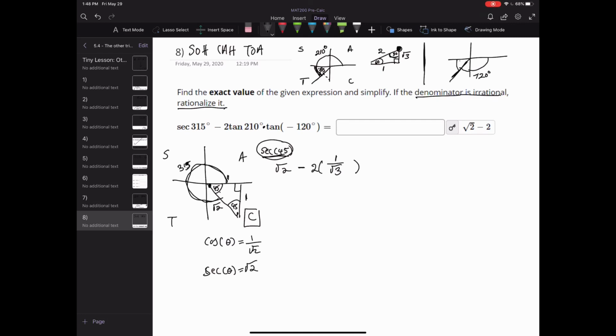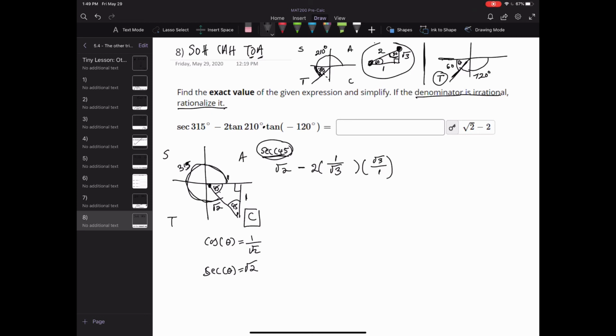I need to know how much extra to get to negative 180, and that's 60. Notice that tangent is also positive in this quadrant, so we don't have to worry about that. But I am focusing on this 60-degree angle. We're going to use the same triangle. Focusing on the 60-degree angle, remember, tangent is opposite over adjacent. Opposite in this case is square root of 3, and adjacent is 1.